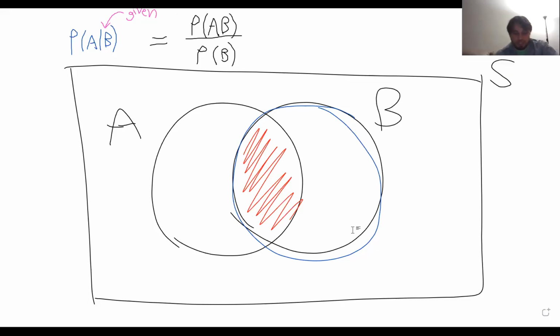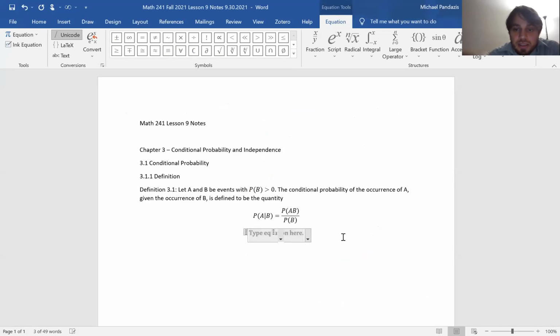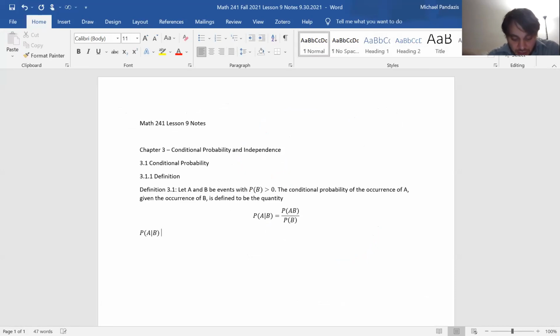That is called the conditional probability of A given B. That's how you say it in words. 3.1.2 is use of the conditional probability. So let's look at an example.